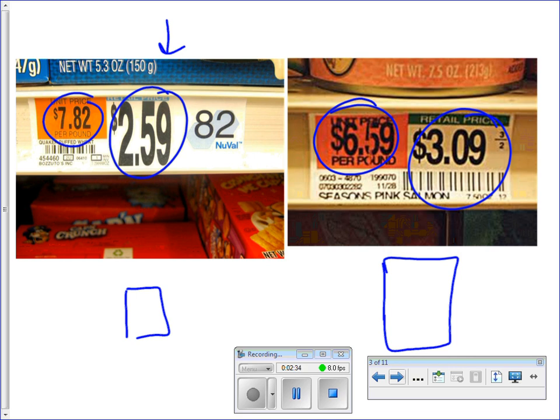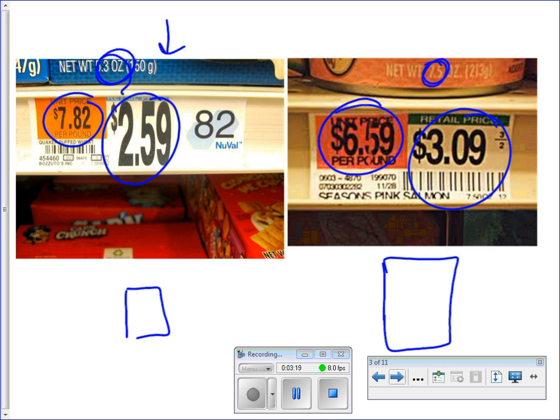So this is $3.09 for 7.5 ounces. This is $2.59 for 5.3 ounces. It's really hard to compare 5 ounces to 7 ounces. Wouldn't it be easier if I could compare it per 1 ounce? Or in this case, they scaled it up to a pound. So now looking at the price per pound, and remember per is one of those ratio words, which is the better value? Is this one for $2.59 still the better value?